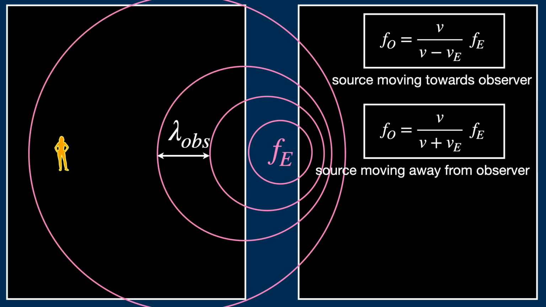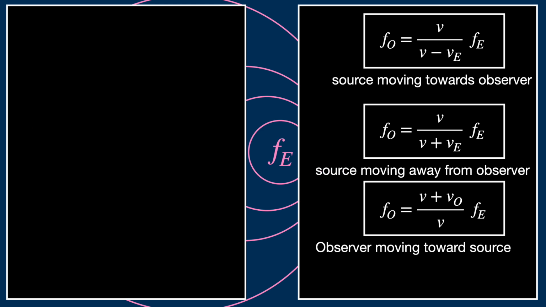You can follow the same steps as I did and find that the frequency of the observer, if the source is moving away from the observer, is going to be v over v plus v_e times f_e, where v is the velocity of sound in the medium, v sub e is the velocity of the source, the emitter, and f sub e is the frequency measured by the emitter.